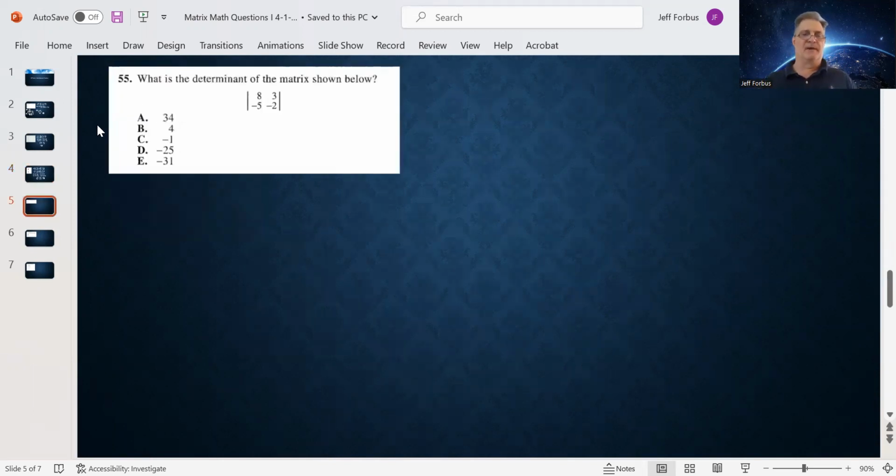This is a determinant, and there's a formula for finding the determinant, and I'm going to list it here for you. So in this case, we have 4 numbers, so we're going to say A, B, C, and D.